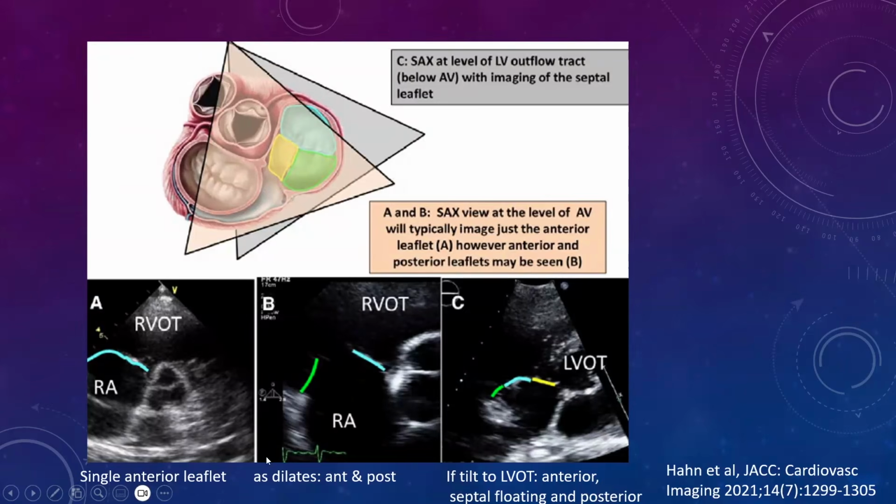So if we look here, as the annulus dilates, instead of just seeing the anterior leaflet, you start to see the anterior, and then also the posterior leaflet. And then you can tilt below the aortic valve towards the LVOT. Then you start to capture the anterior leaflet, the posterior leaflet, and the septal leaflet, all three of the leaflets. So here, remember the septal leaflet, anterior leaflet, posterior leaflet. So we're starting to capture that as we go into the LVOT and get towards the septum.